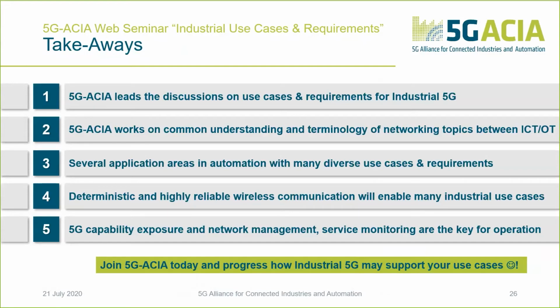And here are our 5 takeaways from today's 5G-ACIA web seminar on industrial use cases and requirements. 5G-ACIA leads the discussions on industrial use cases and requirements for industrial 5G, both internally within 5G-ACIA and also together with 3GPP and other organizations. 5G-ACIA works on common understanding and terminology of networking topics between ICT and OT. Several application areas in automation with many diverse use cases and requirements are looked at and investigated. Deterministic and highly reliable wireless communication will enable many industrial use cases and, as our poll showed, is very important. And 5G capability exposure and network management service monitoring are key for the operation of industrial 5G.